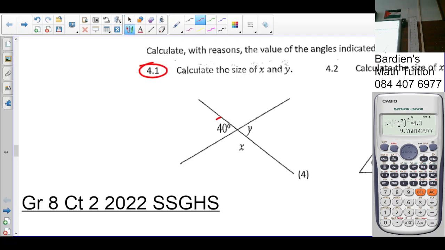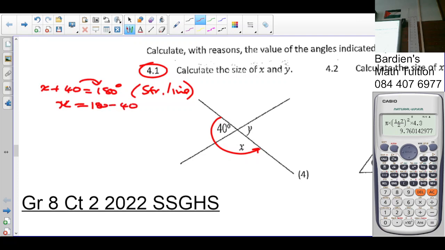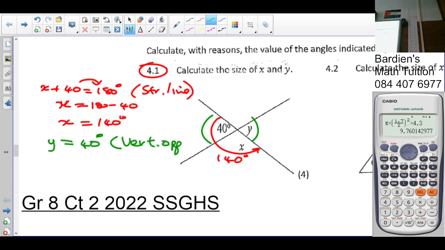So firstly, x is going to be angles on a straight line. So I say x plus 40 equals 180. It's a straight line. You take it over, so x is equal to 180 minus 40, which is 140 degrees. Okay? What do you know about y? Vertically opposite. So y is equal to 40 degrees. It is vertically opposite. Okay? Any confusion?